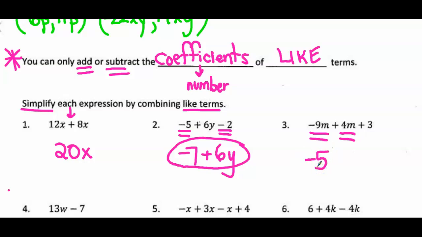I must name the term that the negative 5 came from. It came from an m. And you can't forget to bring down the plus 3. And we stop there because those are not like terms.